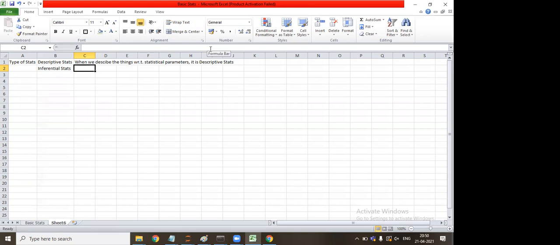Inferential statistics normally comes into consideration whenever we don't have the entire population to study upon. We don't have the entire data to study upon.